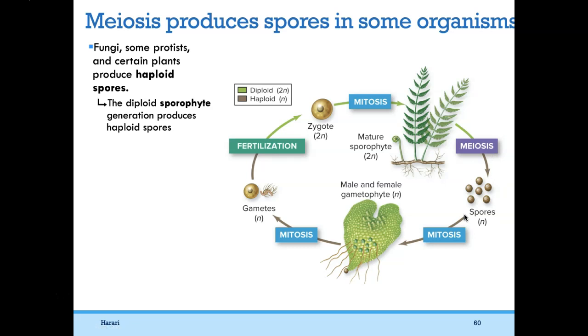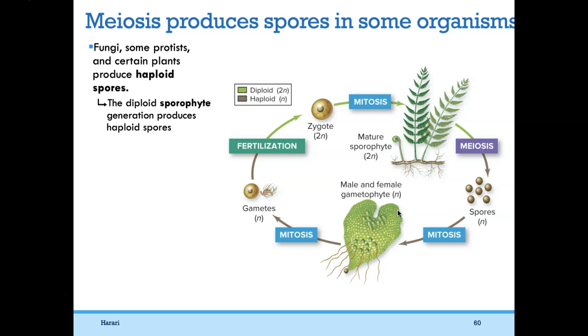And there are two different generations to plants. So plants do what's called alternation of generations. So there are two different forms of a plant. There's a diploid form called the sporophyte, and then there's a haploid gametophyte phase. These are two different generations.